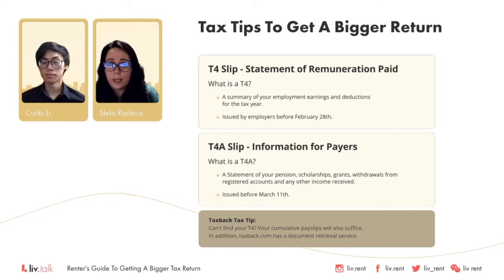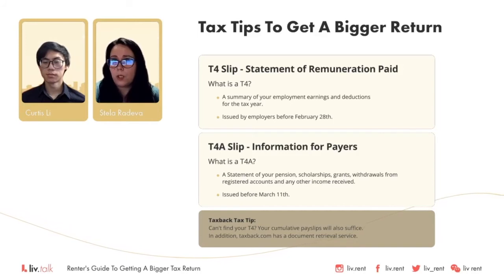The T4A statement, on the other hand, is a statement representing your pension, retirement allowances, and any other type of income received in the year. Like we said, if you're an international student, if you have an award or scholarship from your educational institution, you will have a T4A slip issued by the government. This form is usually issued before March 11th.